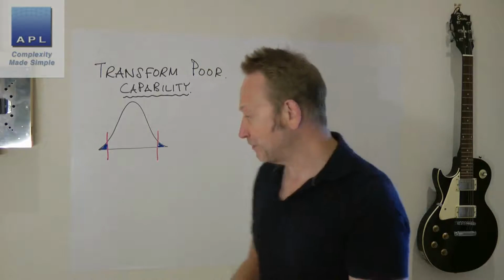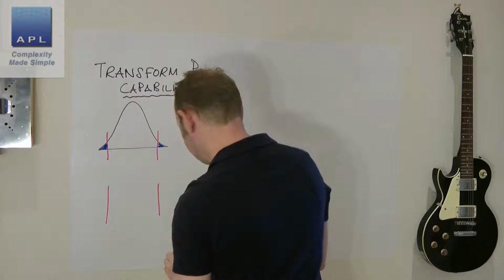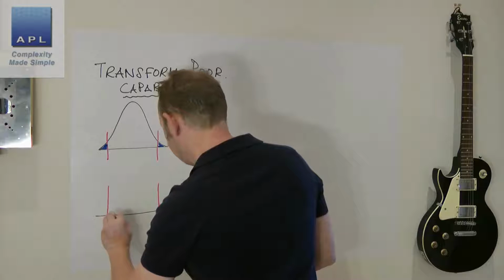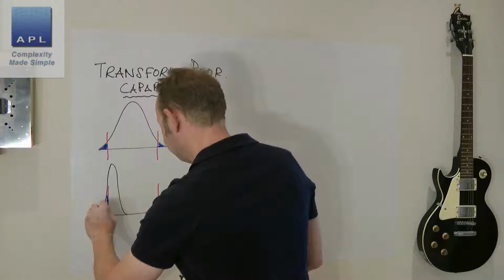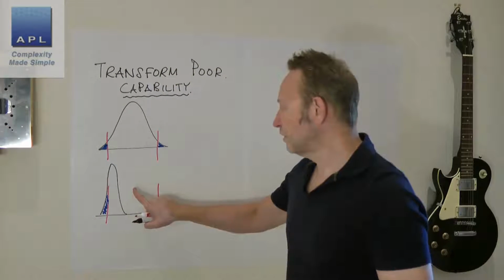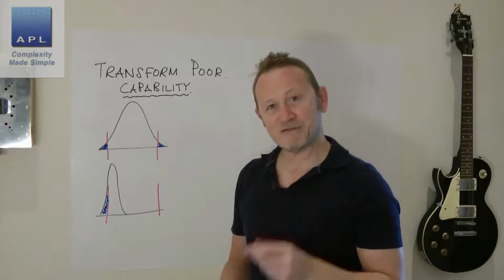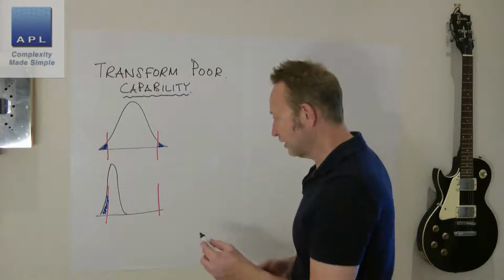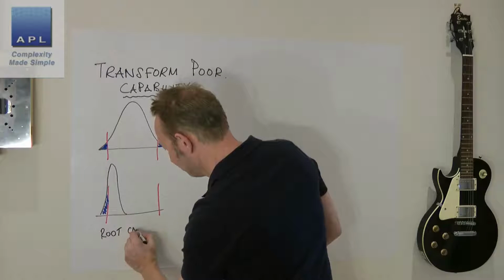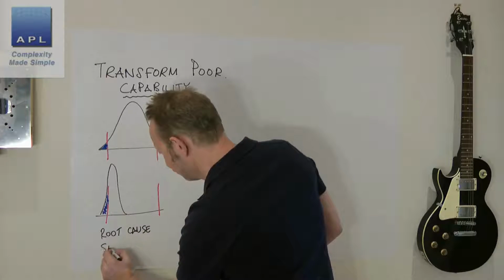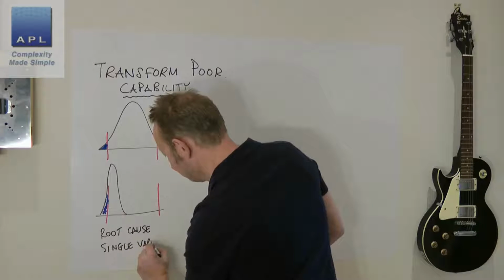The other capability problem you have will look like this. Sticking with the same tolerances. Going to look like that. Now this one is easy to fix. This one will have a root cause. So this one is relatively easy. You'll have root cause. In other words, you'll have a single variable.